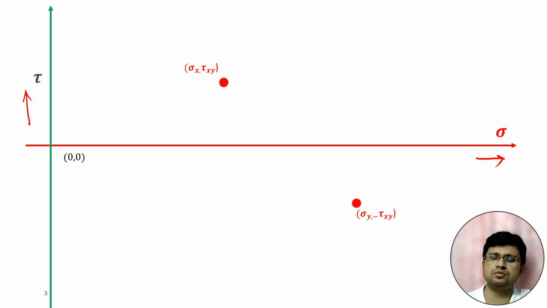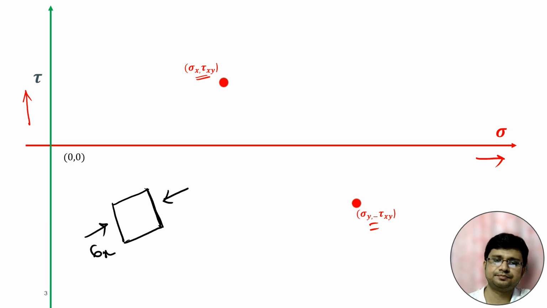So first we have to take these two points for constructing the Mohr circle. This point is the point corresponding to the vertical plane. If we consider one particular small 2D element, then for the vertical plane, the normal stress will be sigma x and the shear stress will be tau xy.